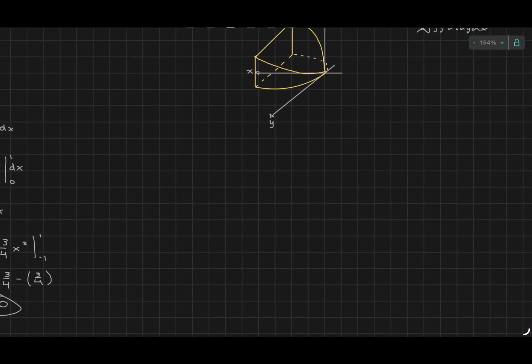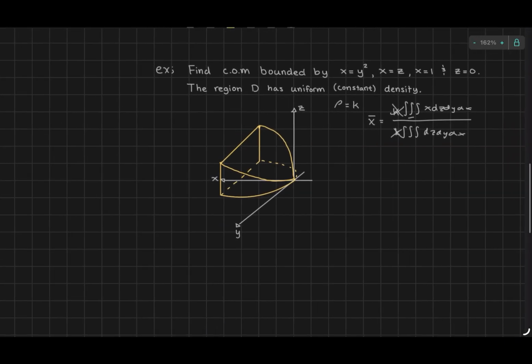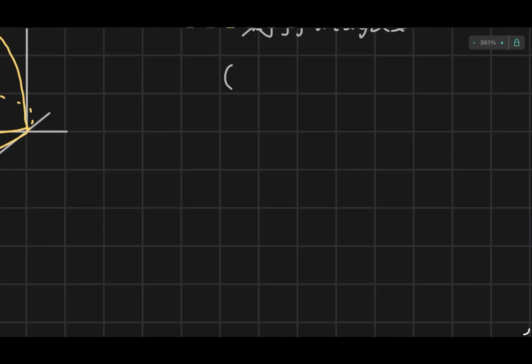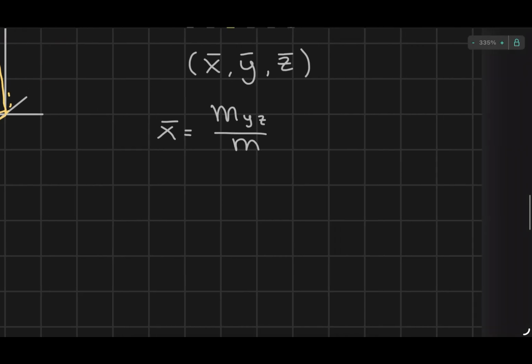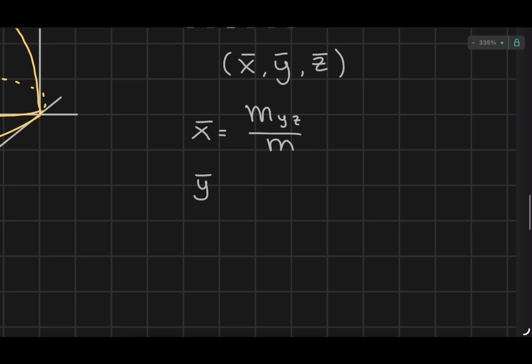Okay, what are we looking for here? Center of mass, meaning we want to find our x, y, and our z. Our x is going to be equal to our moment with respect to y and z over the mass. Our y is going to be equal to the moment with respect to x and z over the mass. And our z is going to be equal to the moment with respect to x and y over the mass.